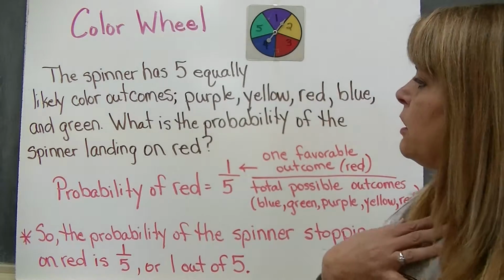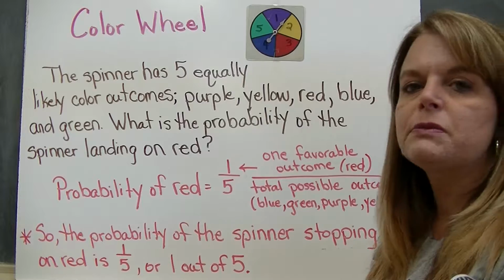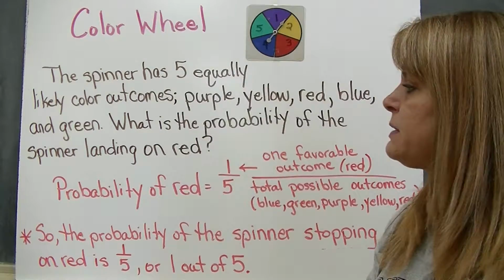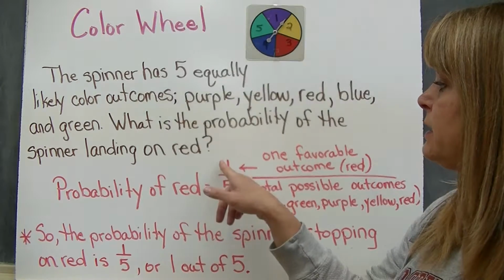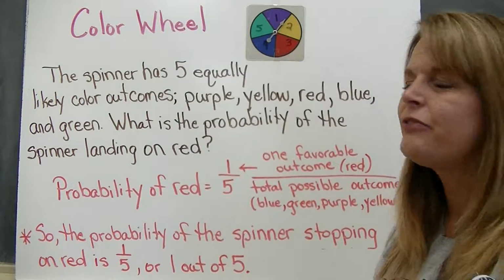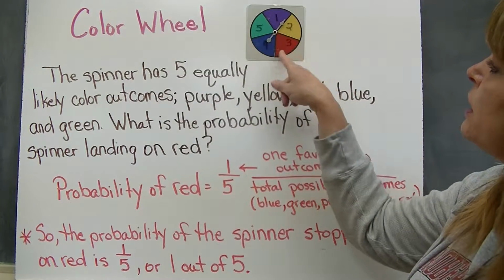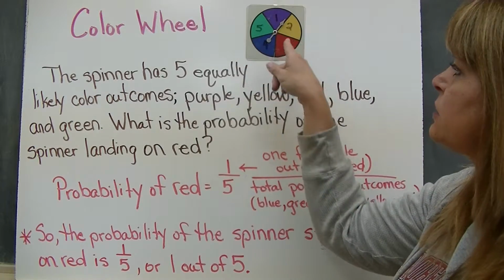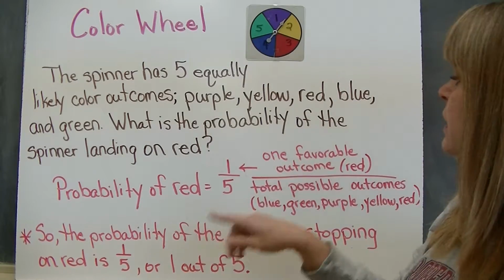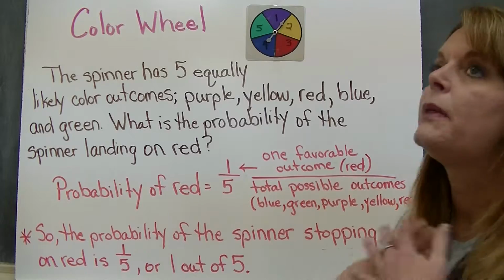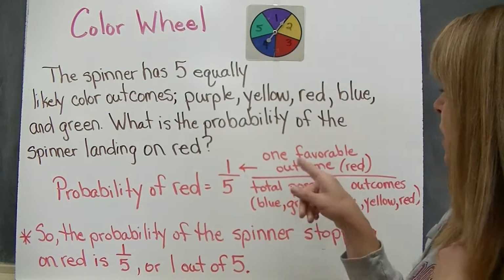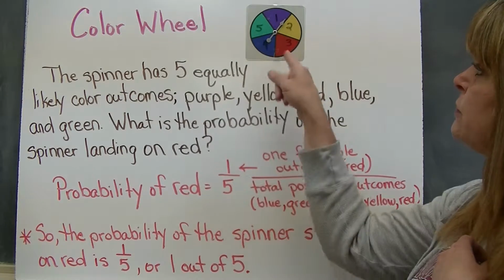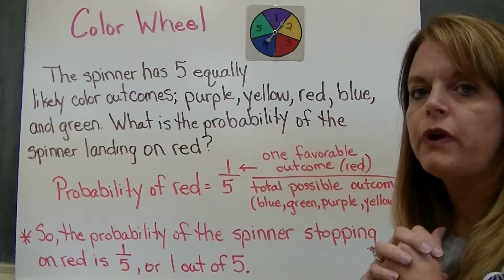Well, I want to know, what's the probability of the spinner landing on red when I spin it? Well, the probability of red is 1/5. Right, 1/5, because one of my 5 sections is red. One favorable outcome, that's what I want. I want it to land on red. My favorable outcome is red, and there's only one chance that it can land on red.